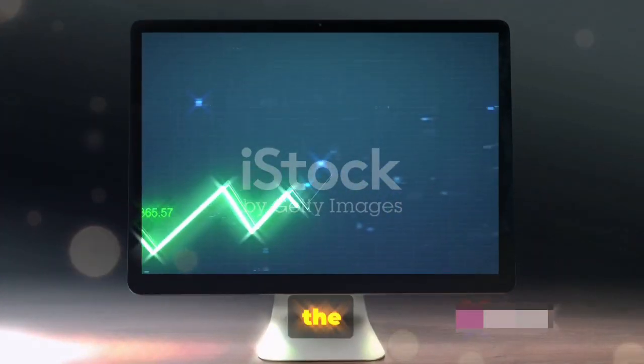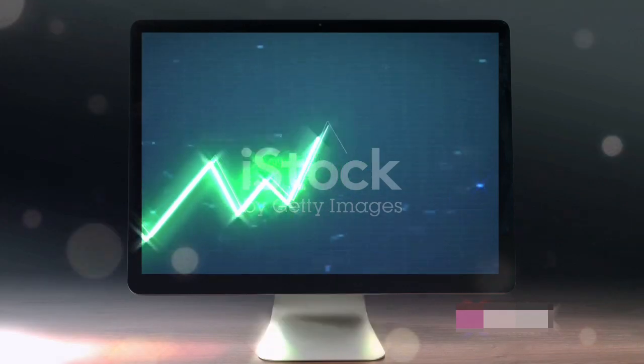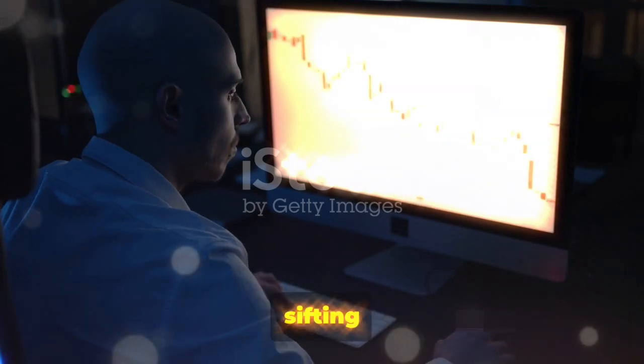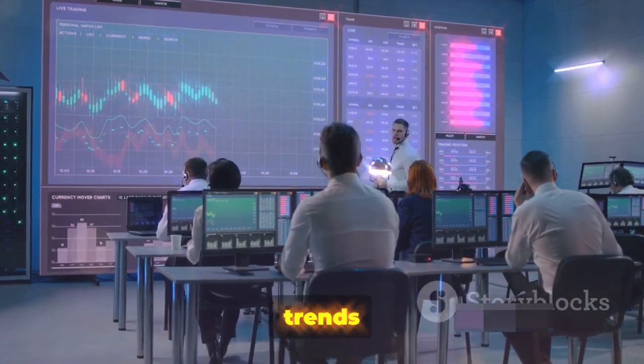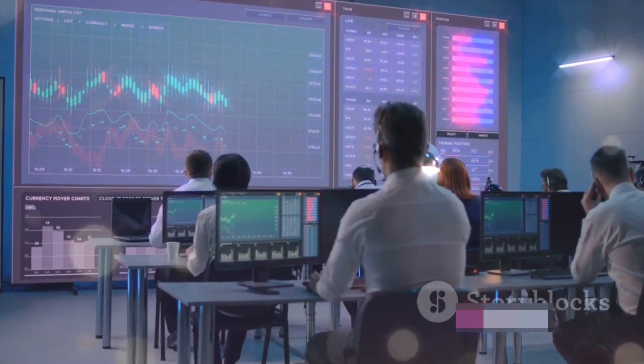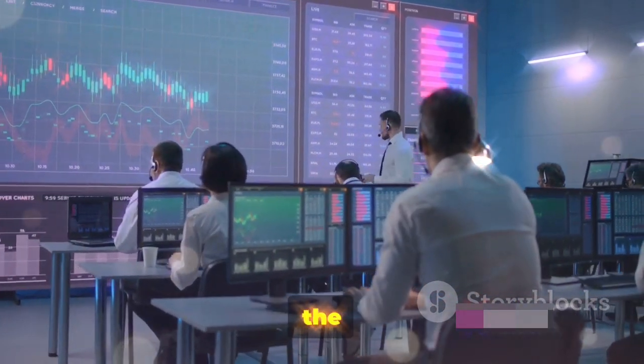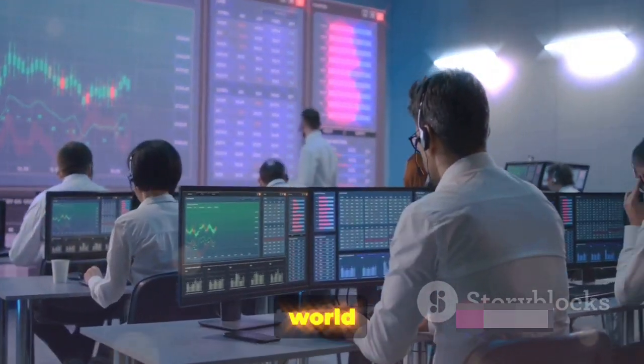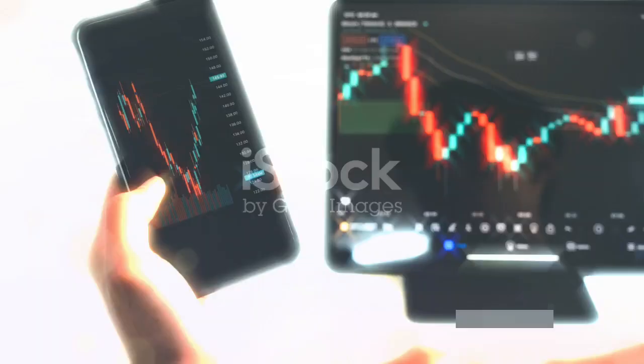Now, we will dive into the step-by-step process of trading. The trading journey begins with research, which forms the bedrock of successful trading. Imagine yourself as a detective, sifting through mountains of data, news, and trends to crack the code of the market. This process helps you understand the nuanced dynamics of the trading world and make informed decisions.